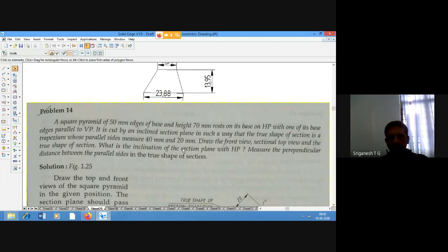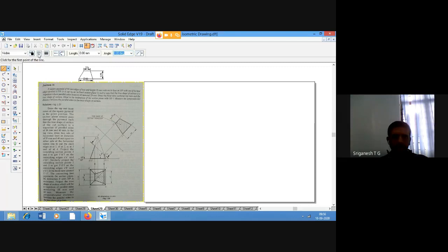Right. So now what do we have? We have a square base pyramid of 50 mm sides. So let me start drawing it. First I'll draw one XY line. Then let me draw one square whose side is 50 mm. Now for this pyramid, I'll connect the opposite corners because when I look from top, it will look like this in top view. Correct?